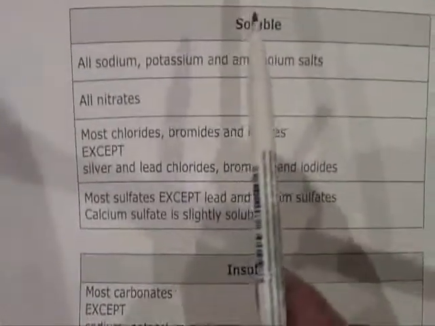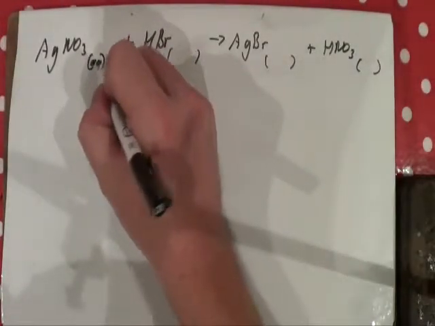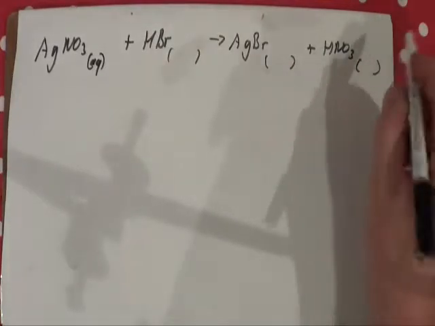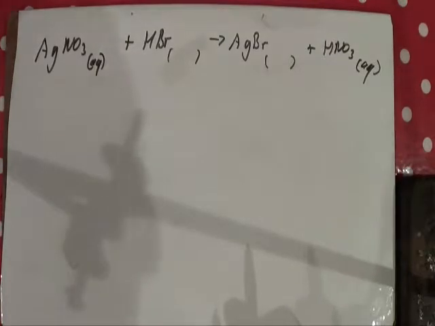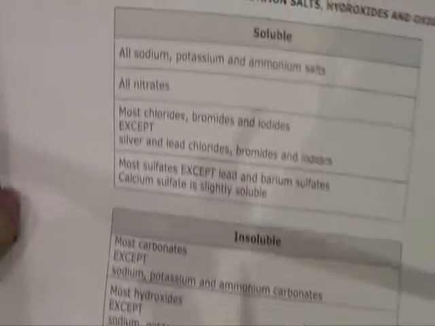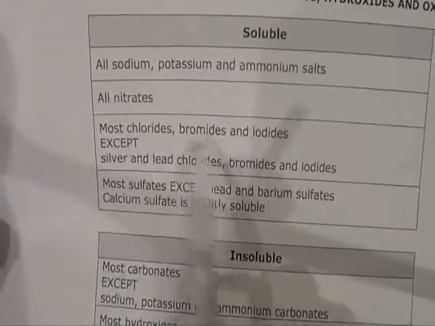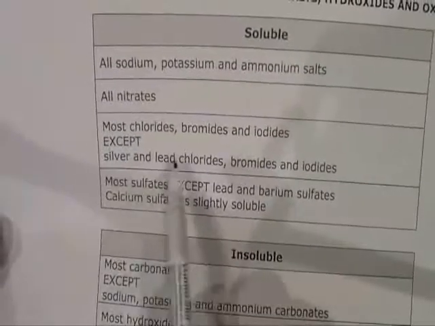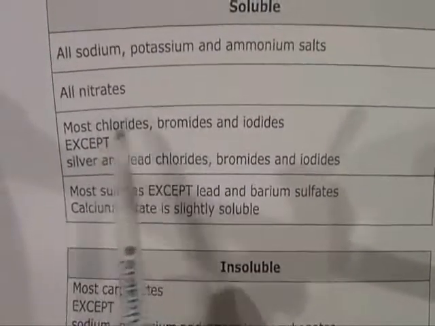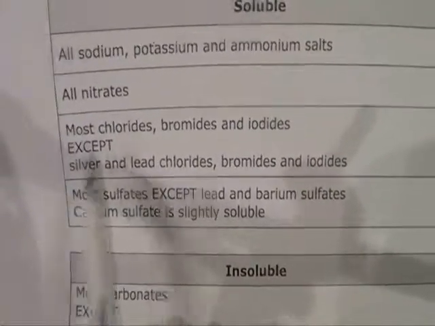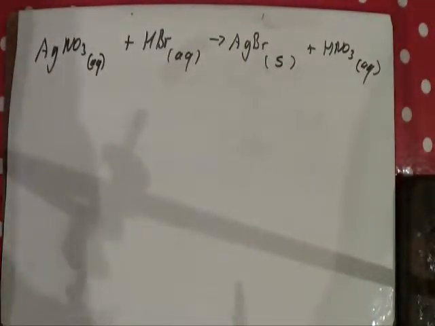Let's look. Soluble: all nitrates. Well, that's easy. That must be aqueous. Hydrogen nitrate, which is nitric acid, and anyway, all acids are aqueous. They have to be. HBr is hydrogen bromide, and most bromides are soluble except silver and lead, so again aqueous. Silver bromide: most bromides are soluble except silver bromide, so therefore solid. Very simple.